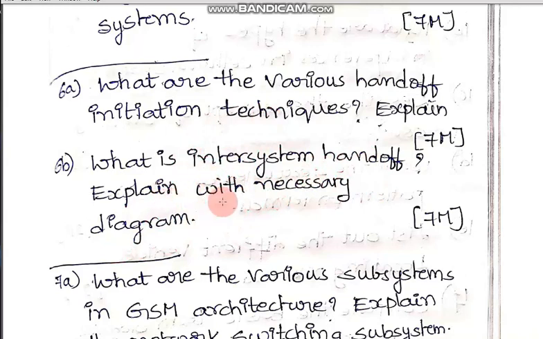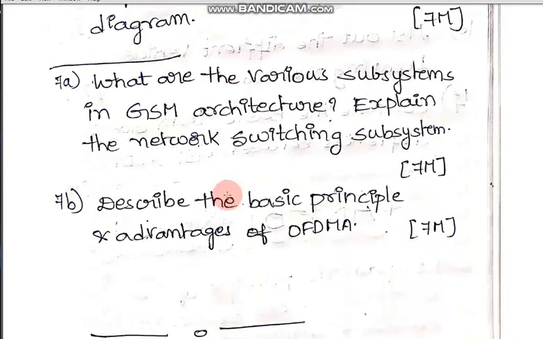which has been touched always. And again, from the 6th chapter, what are the various subsystems in GSM architecture? Explain the network switching subsystem and describe the basic principle and advantages of OFDMA. So this is for set 3.